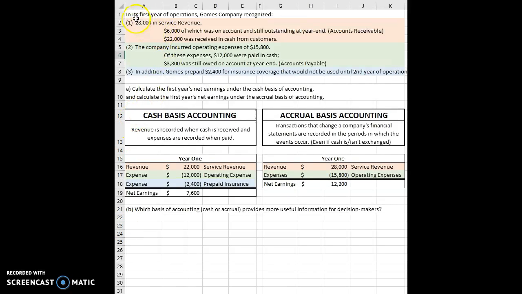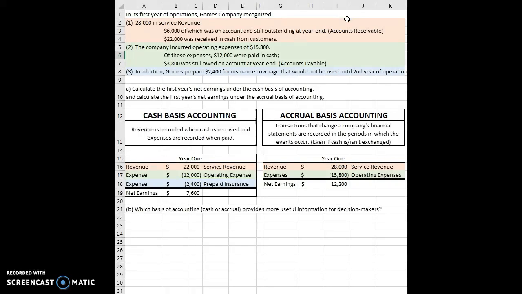The question in the book states, in the first year of operations, Gomes Company recognized $28,000 in service revenue, $6,000 of which was on account and still outstanding at year end. $22,000 was received in cash from customers. The company incurred operating expenses of $15,800. Of these expenses, $12,000 were paid in cash, and $3,800 was still owed on account at year end. In addition, Gomes paid $2,400 for insurance coverage that would not be used until the second year of operation. So that's all the information we have to go on.